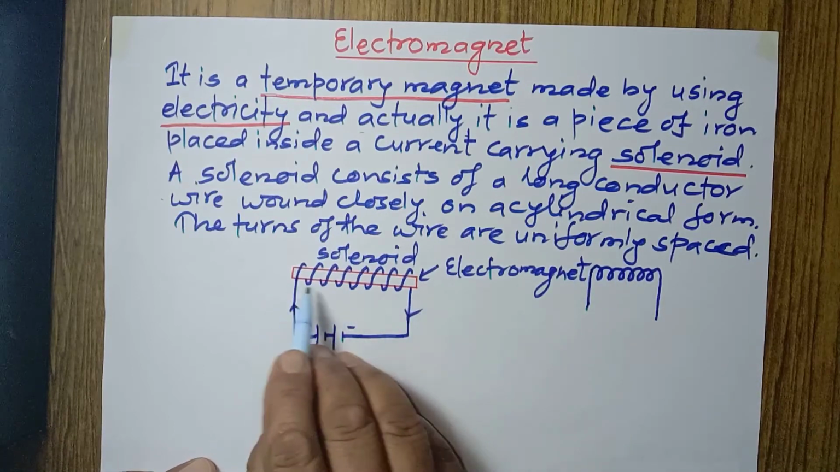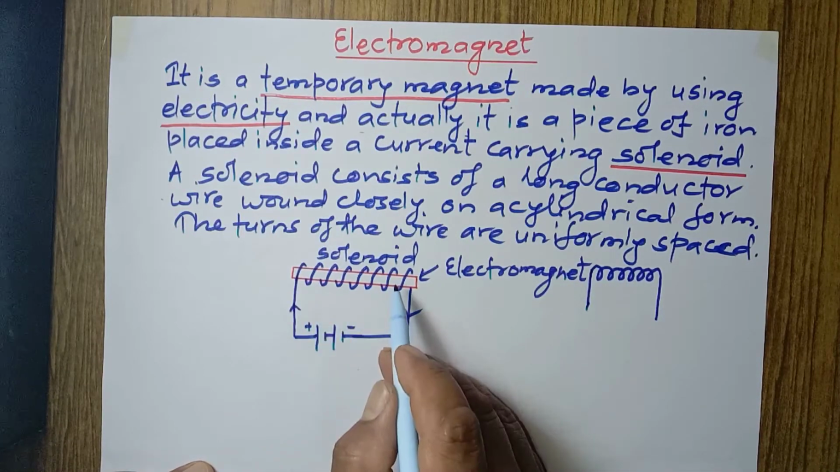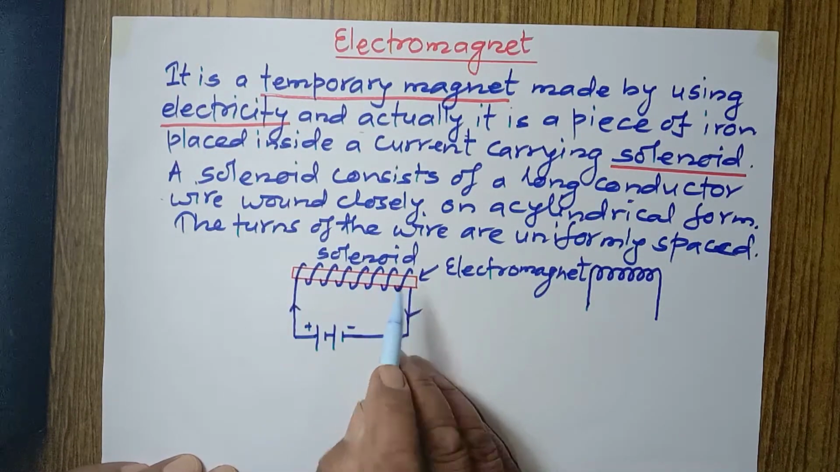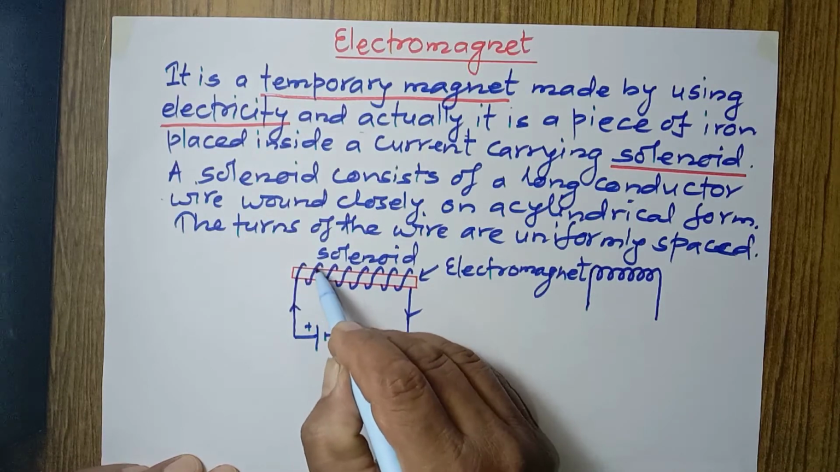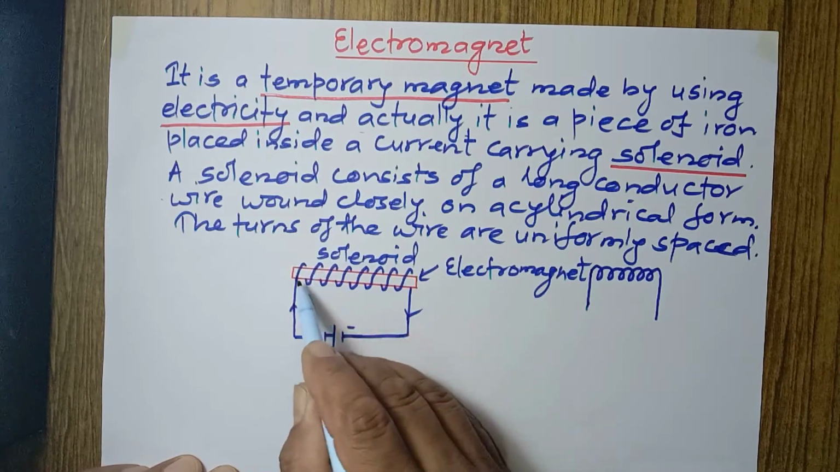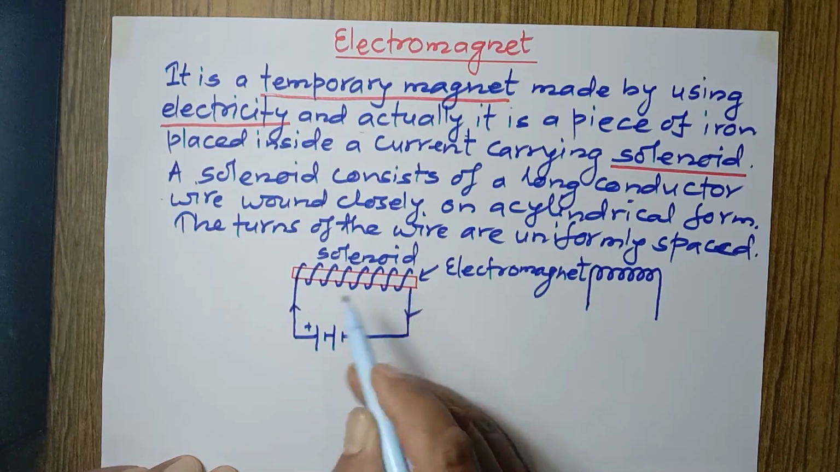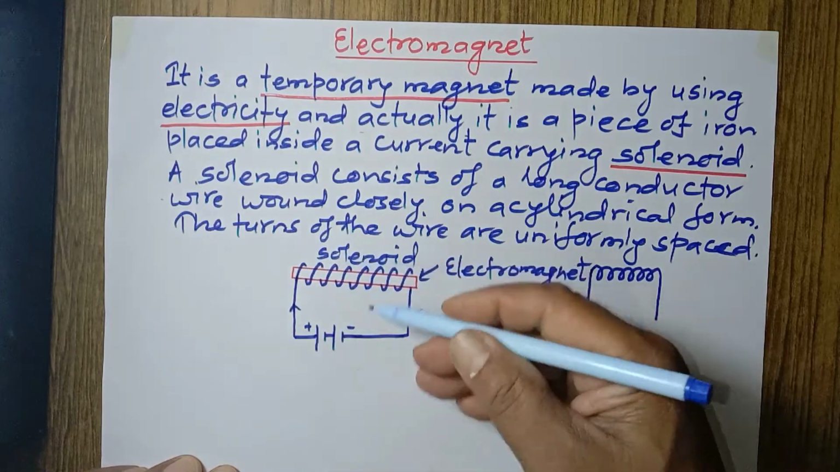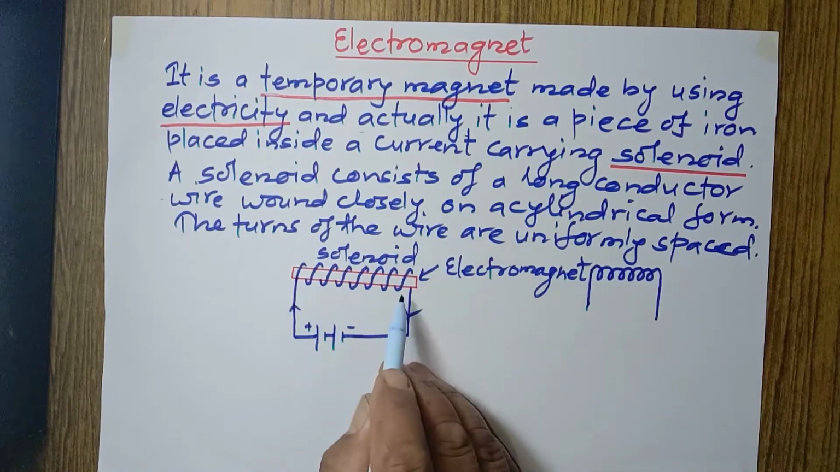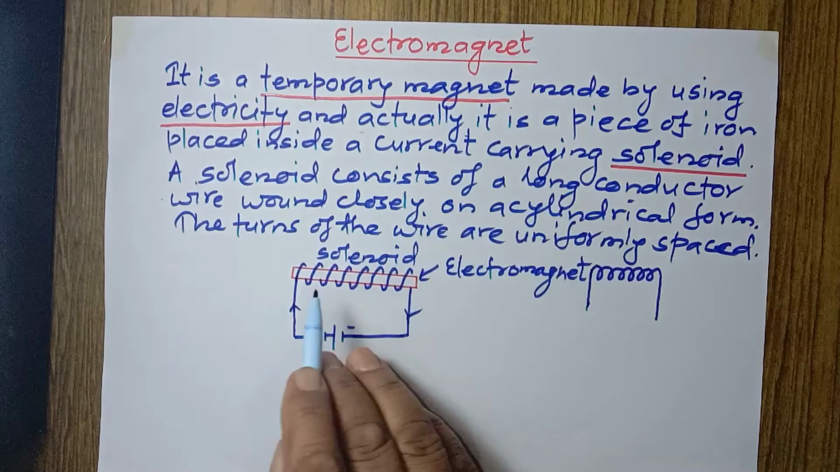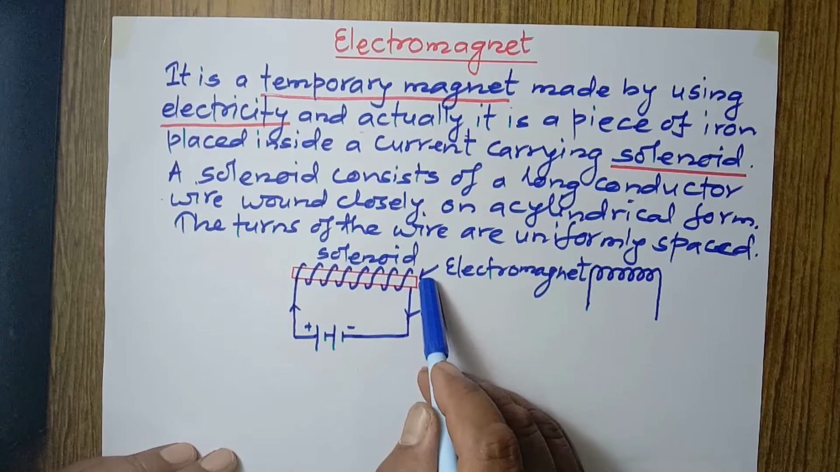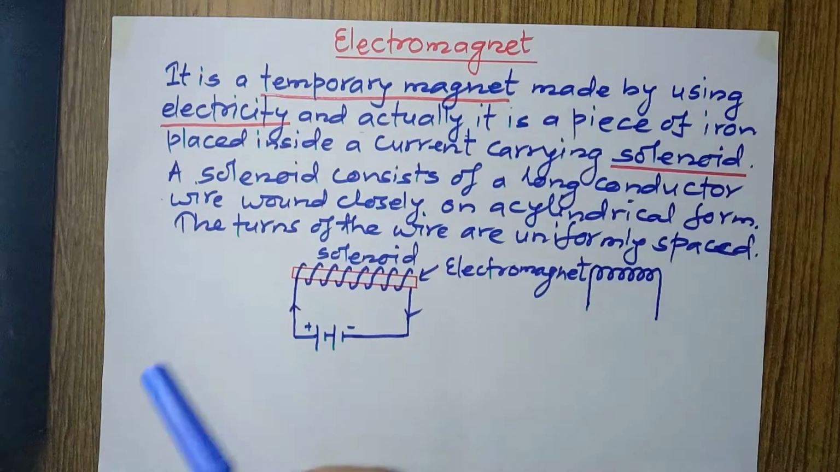Now, electromagnet is a piece of iron placed inside a current carrying solenoid. When current passes through this solenoid, actually it never passes through the iron piece, because this is insulated copper wire. It is insulated with a certain coating, or maybe covered with plastic. Current doesn't flow through this iron piece. It goes around the iron piece. But this iron piece gains magnetism, and this magnetism is temporary magnetism, and this way a piece of iron placed inside a current carrying solenoid becomes a magnet, and this magnet is called electromagnet.